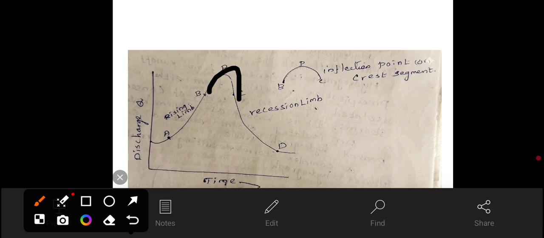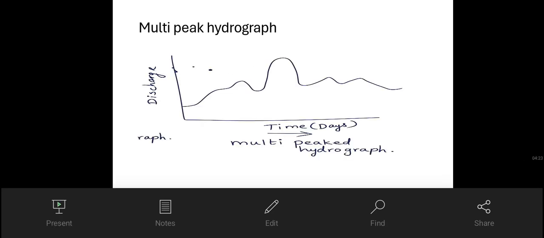If two storms happen, we get a single-peak hydrograph or a multi-peak hydrograph. In the rainy season, the rainfall is intermittent. It will rain for 2 hours in the morning, then there will be a 2-hour gap. Again it will rain for 1 hour. So we get multiple peaks.